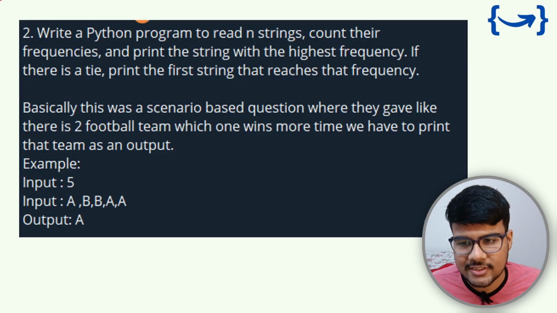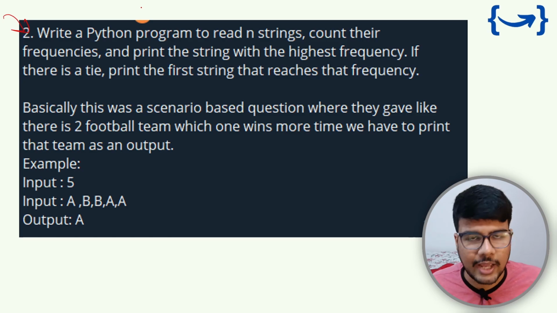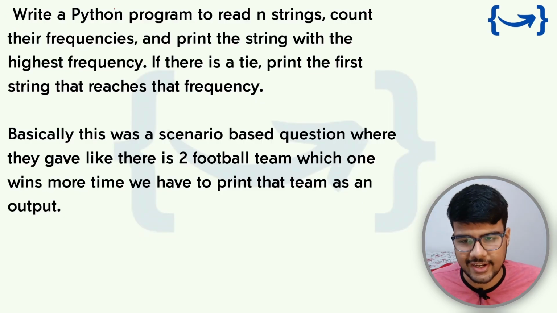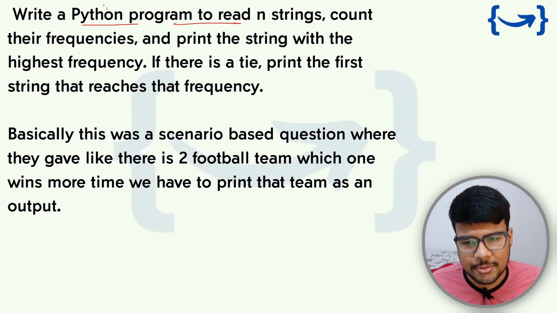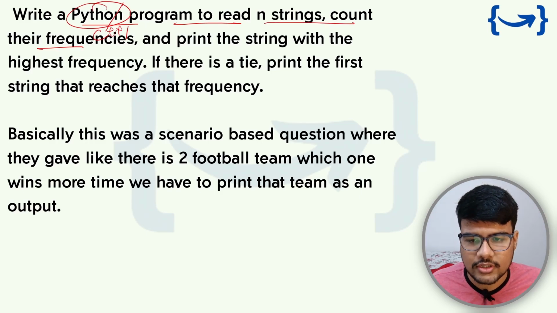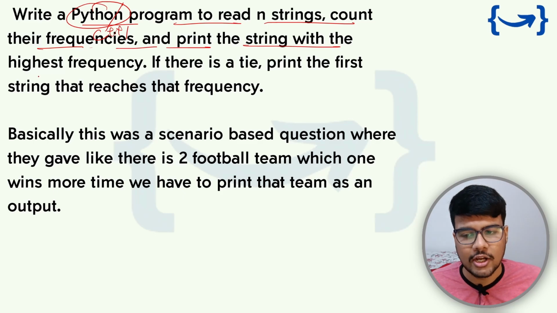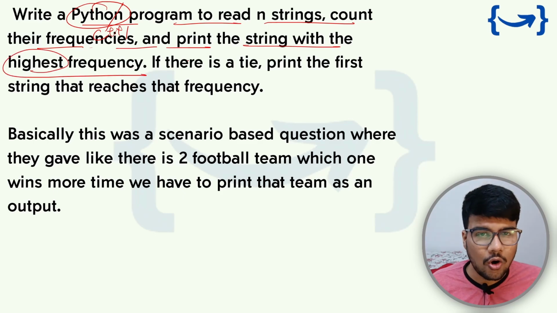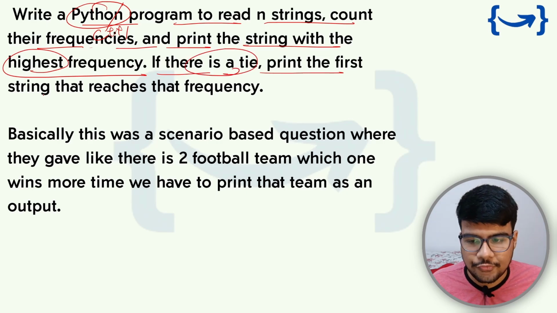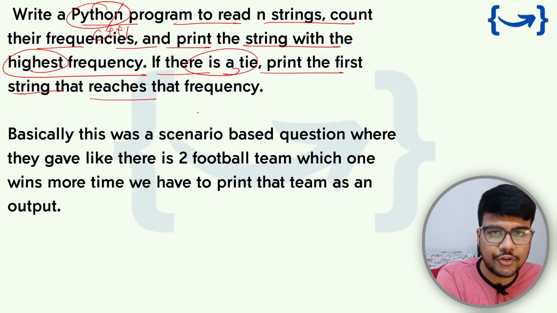Now, as you can see, this is a message which was shared by a Prime Coder who recently appeared for Accenture, and we'll see the whole question clearly here. Write a program, let it be Python or C++ or Java, doesn't matter, to count the frequency of strings and print the string with the highest frequency. Pretty easy, you just need to use a hash map, but here's a catch. If there is a tie, print the first string that reaches that frequency.